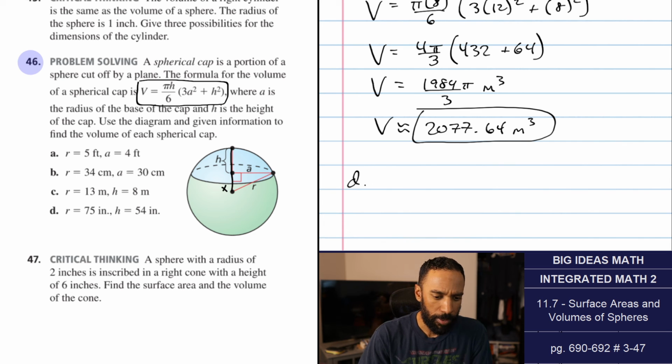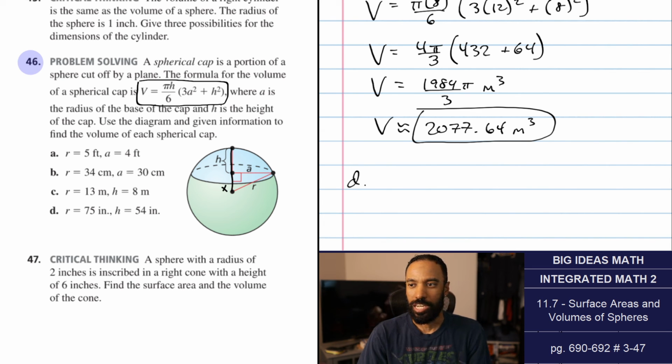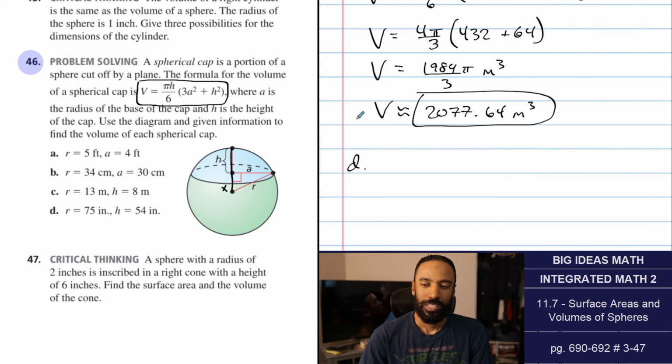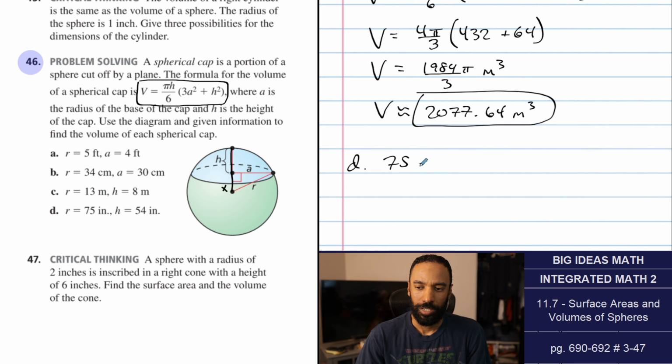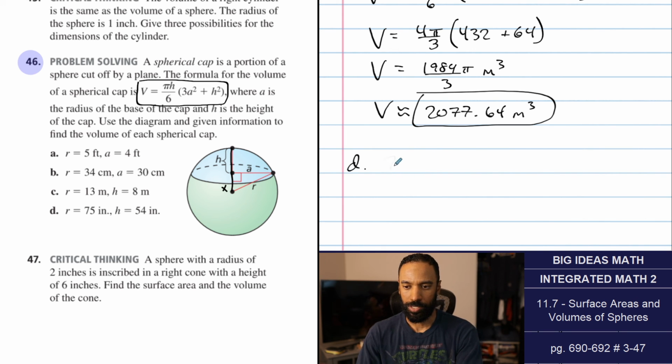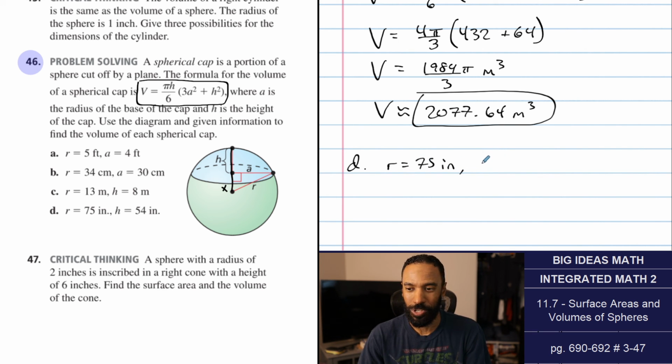Will we finish in the 2-hour mark, by the way? No, I don't think we will. Part D, 75-inch radius. I was correct in that I thought that 2 hours would be a stretch for the last 15 or so questions. And height is 54 inches.